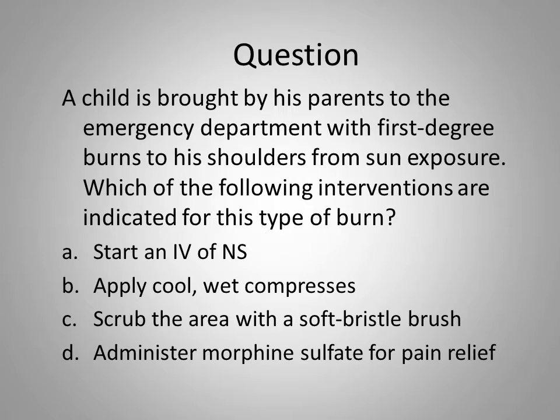A child is brought by his parents to the emergency department with first-degree burns to his shoulders from sun exposure. Which of the following interventions are indicated for this type of burn? The best answer here is letter B, apply cool, wet compresses. The child may also benefit from aloe vera or a lidocaine-based aloe vera gel that can be placed on the skin, and may benefit from some Tylenol or ibuprofen as well.